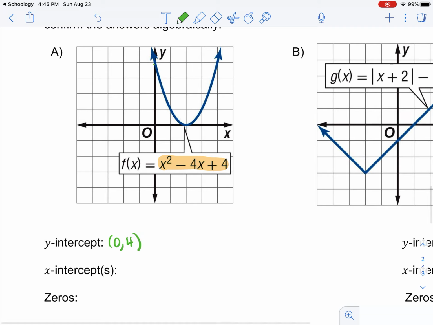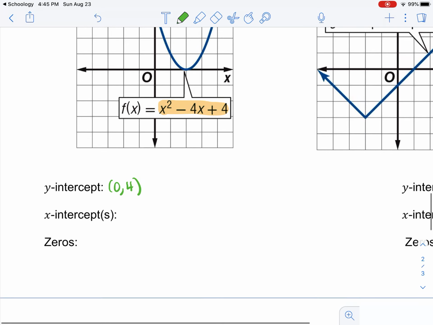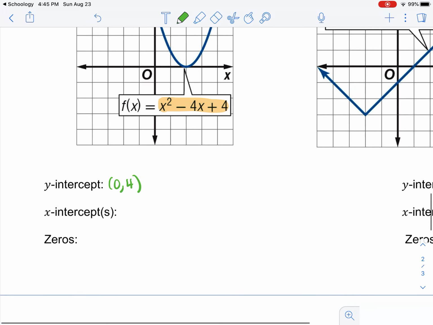Okay, confirm using your graph. Is your y-intercept 0, 4? Voila. X-intercepts. Now it says x-intercepts because there can be more than one. Remember, they are always something comma 0. So you can have more than one when it's a parabola.